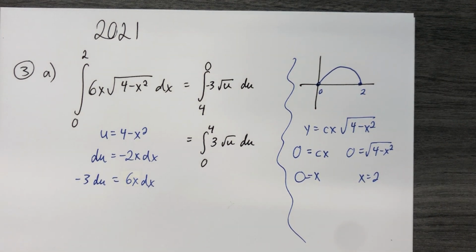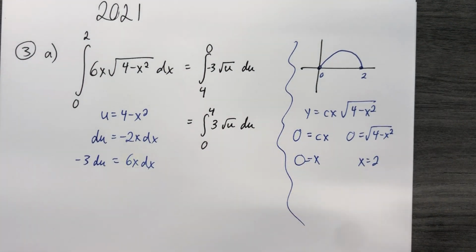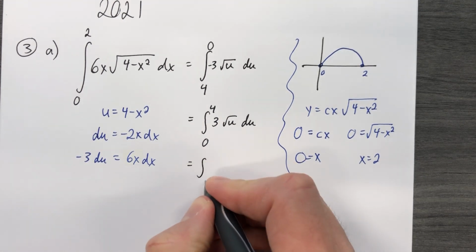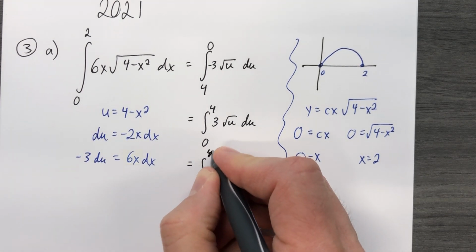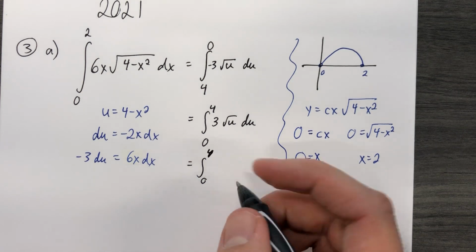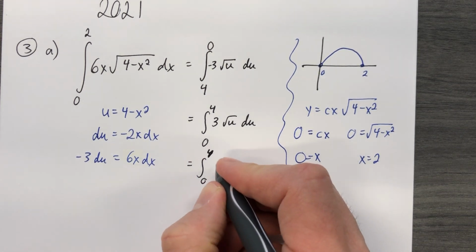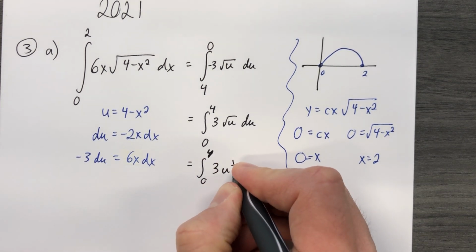Not required, just kind of neat. Works out the same either way. So one more step just to help us process what's really going on. Let's use the correct number here. And that's going to be 3u to the 1/2 du.